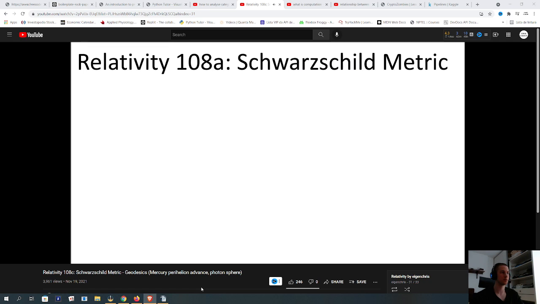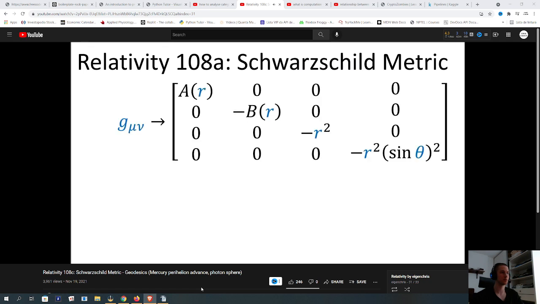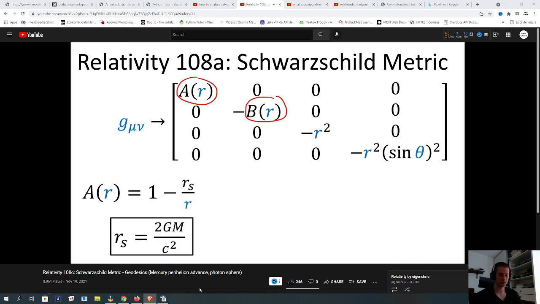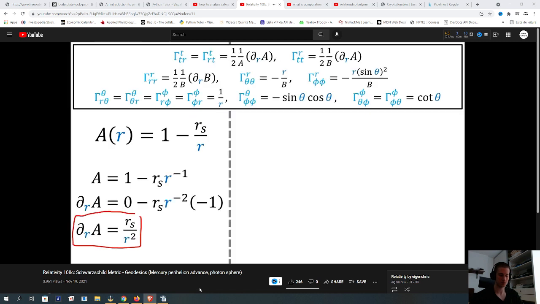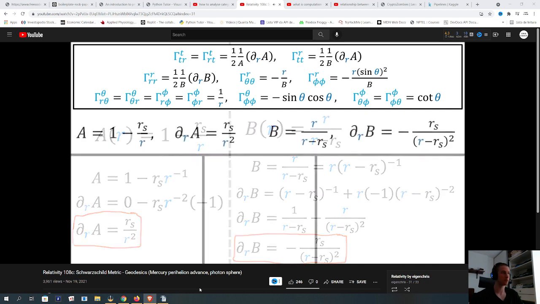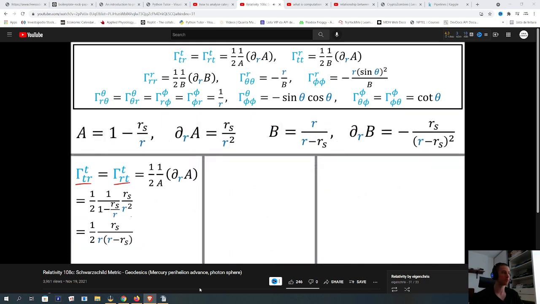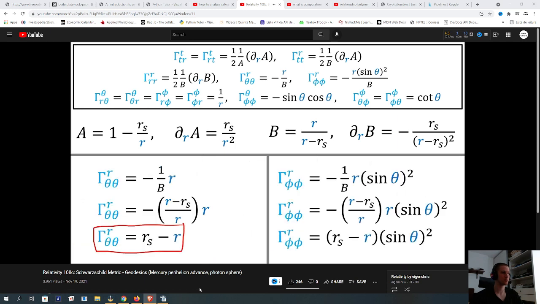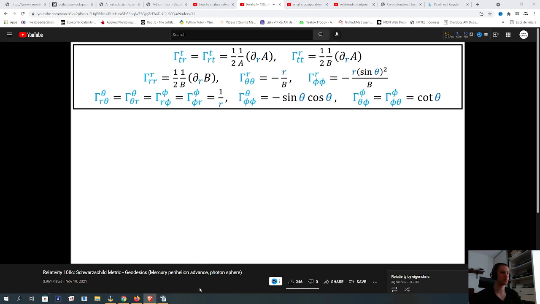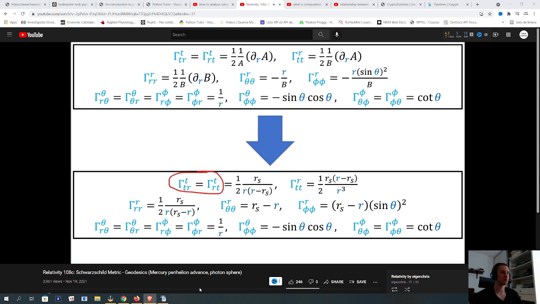Now, in Relativity 108a, I wrote out the Schwarzschild metric in terms of 2 functions, a of r and b of r. And then we determined that a equals 1 minus rs over r, where rs is the Schwarzschild radius, and b is 1 over a, which can be written as r over r minus rs. If we calculate the derivatives of a and b, we can sub them in to get formulas for the connection coefficients TTR, RTT, RRR, as well as R theta theta and R phi phi. So we now know all 9 non-zero connection coefficients for the Schwarzschild metric, written as explicit functions of r and theta.